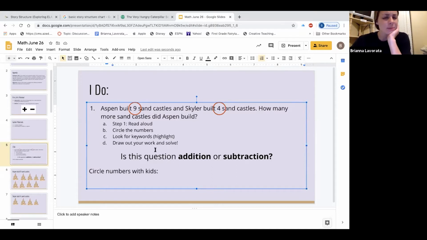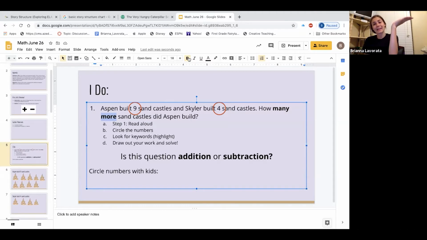So Aspen built 9 sandcastles and Skylar built 4 sandcastles. How many more sandcastles did Aspen build? So my key term in this sentence is going to be how many more. And I'm going to go ahead and bold that so we know how many more. We want to find this missing number, okay, in the middle to let me know, well, how many more?